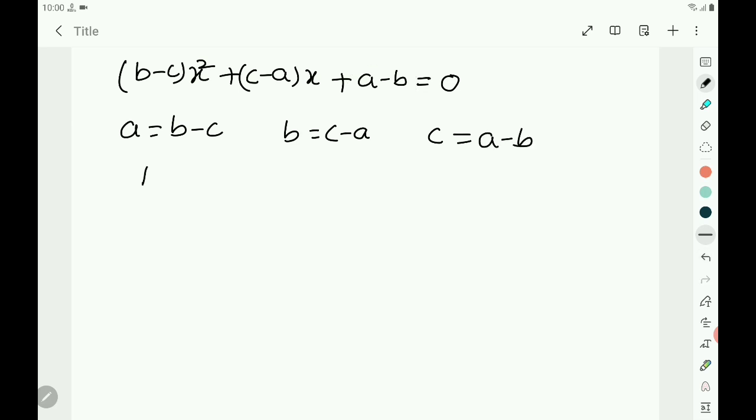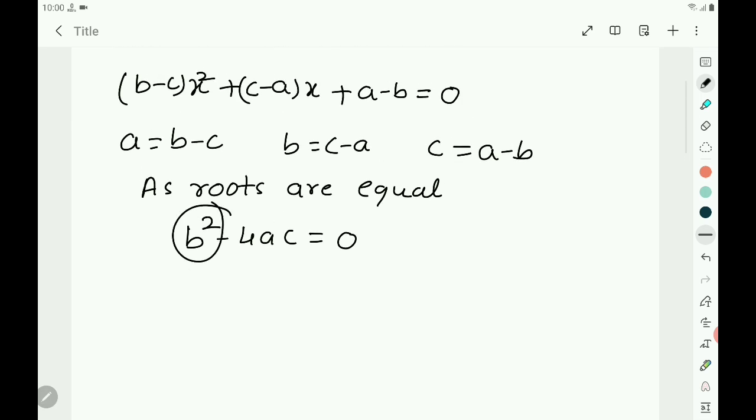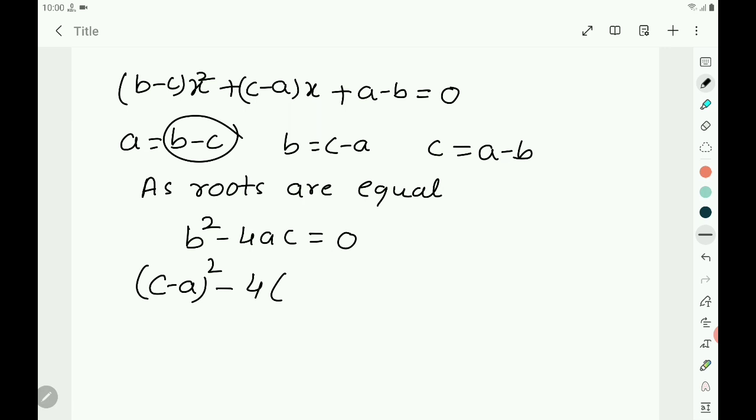Now you write, as roots are equal, b square minus 4ac is equal to 0, and in the place of b square write (c minus a) whole square, and write minus 4, and write a is b minus c, and c is a minus b, equals 0.